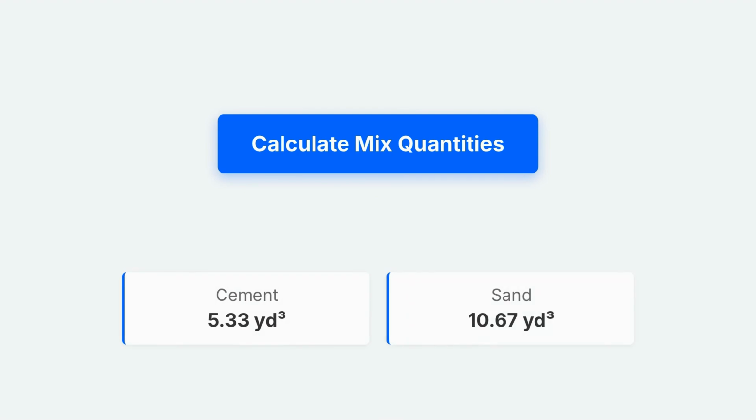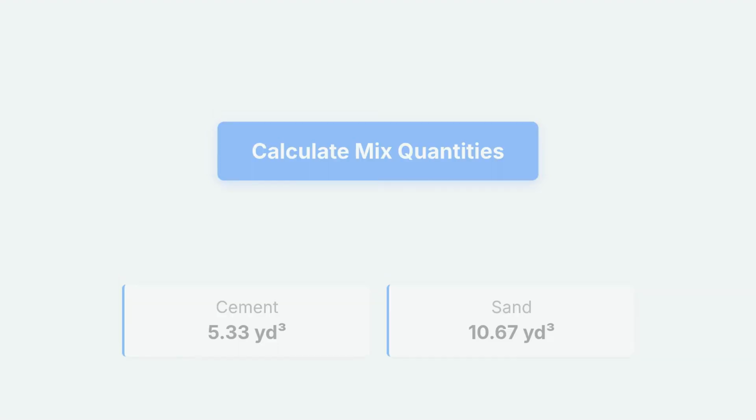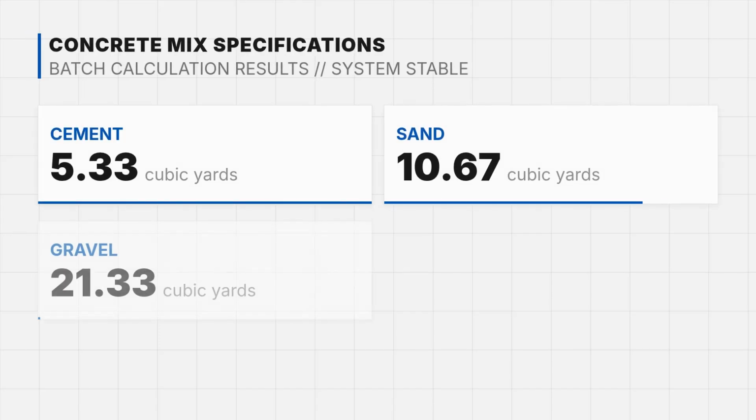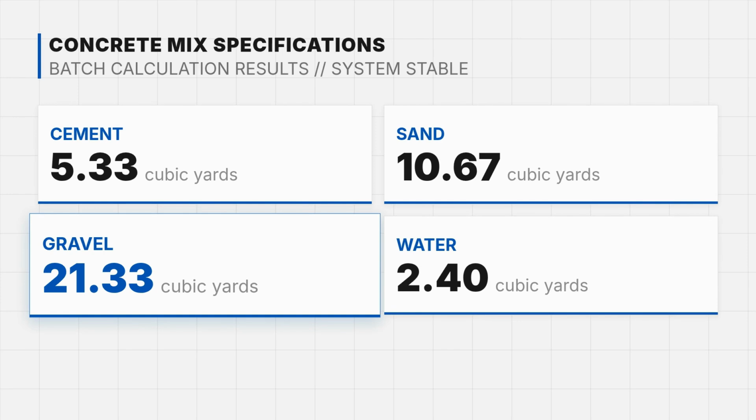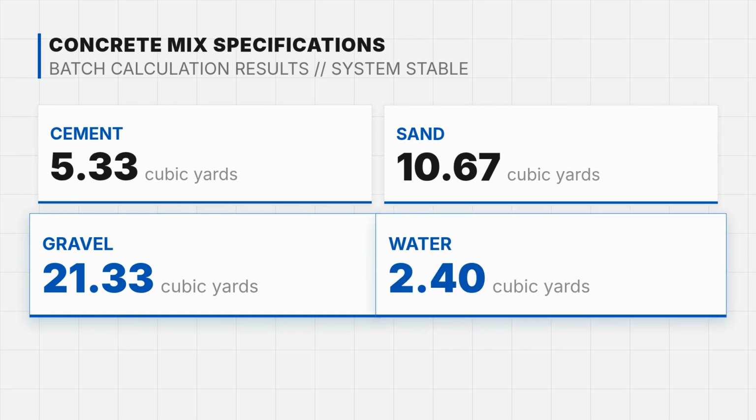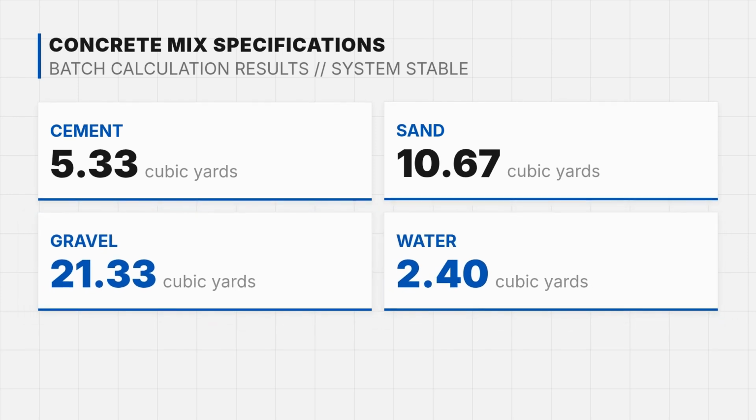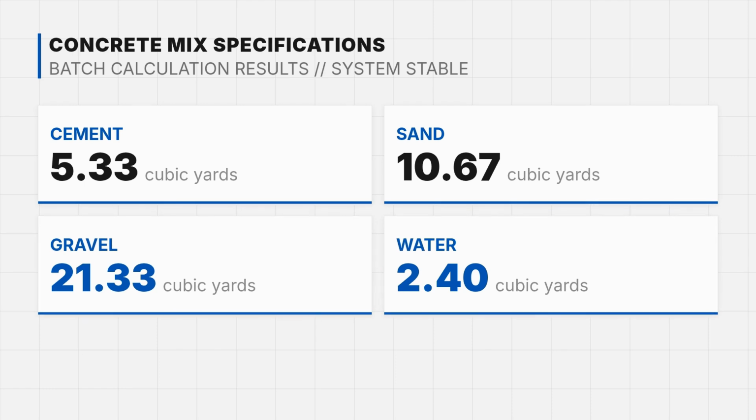Cement shows 5.33 cubic yards. Sand displays 10.67 cubic yards. Gravel indicates 21.33 cubic yards. And water specifies 2.40 cubic yards. These volumes represent the exact proportions needed to achieve your specified strength.